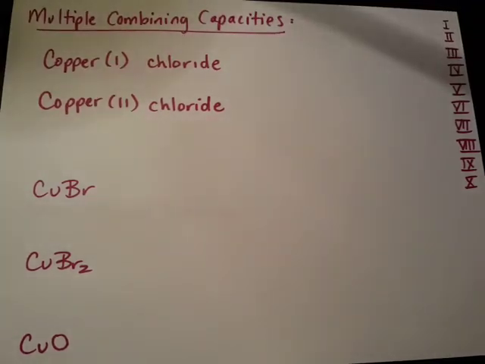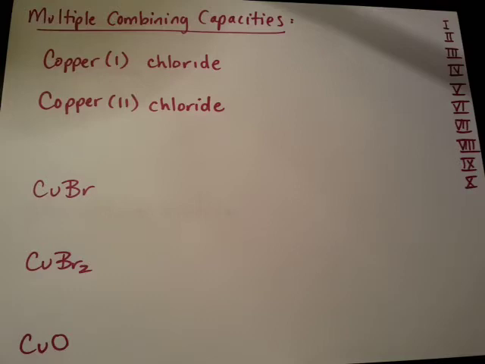Hi, welcome to part 2 of creating ionic compounds. Today we're looking at multiple combining capacities as well as polyatomic ions. These are not exactly exceptions, that's just their exceptionalities. They are exceptional. They're not breaking any rules, it's just a different type of rule.